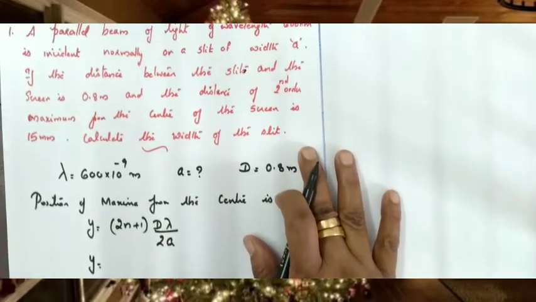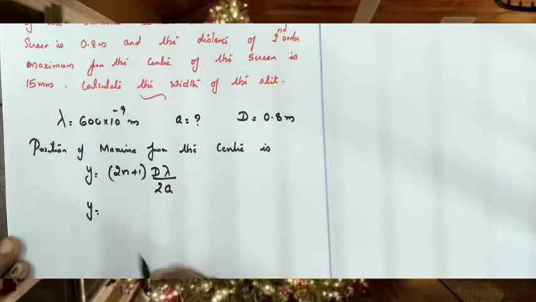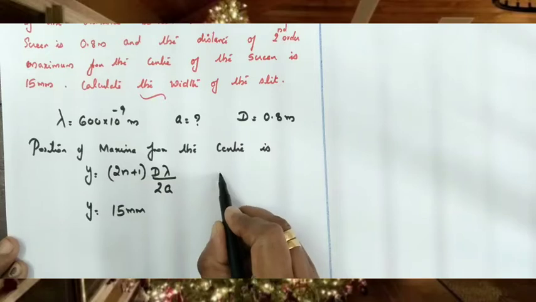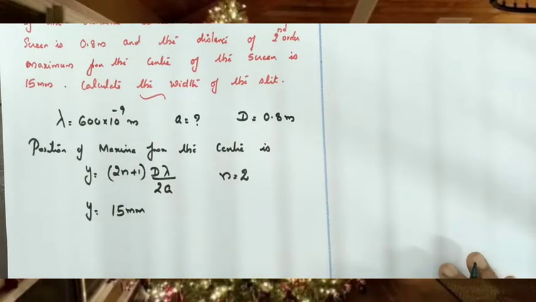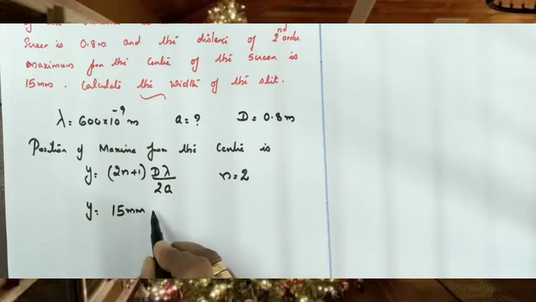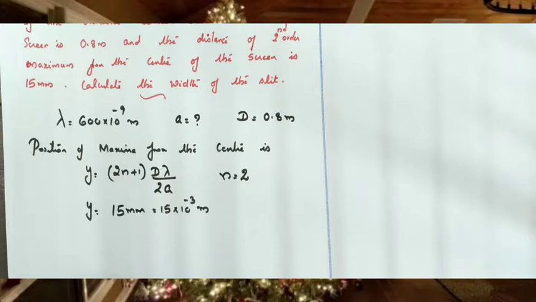And y is given by, what is the position given in the question? The position of the second order maxima is 15 millimeter. Second order maxima means we have to put n equal to 2, because in diffraction second order means n equal to 2, third order means n equal to 3, no change. So here put n equal to 2 and y equal to 15 millimeter, that is 15 into 10 raised to minus 3 meter. Clear children?